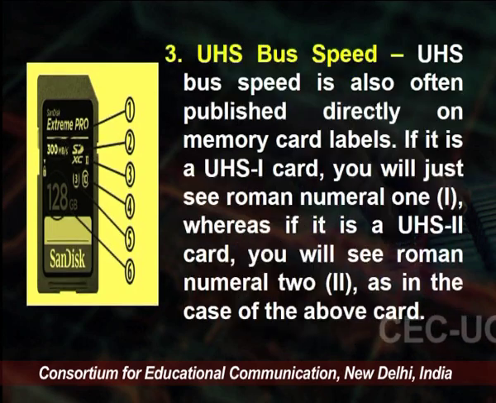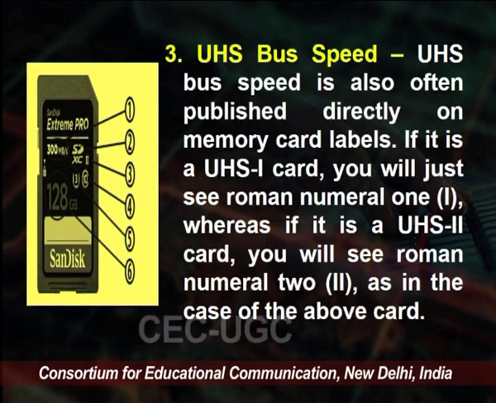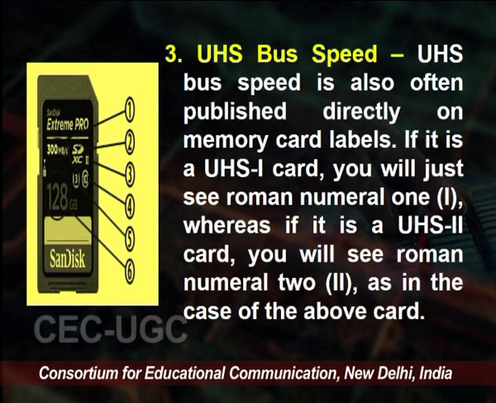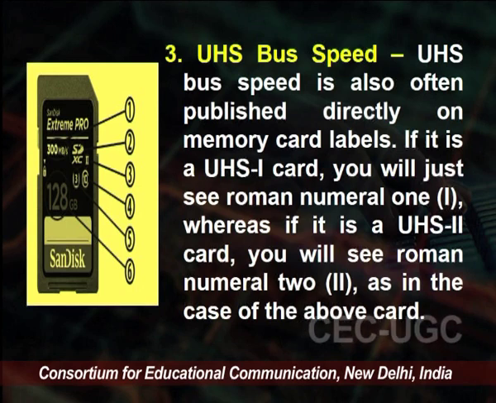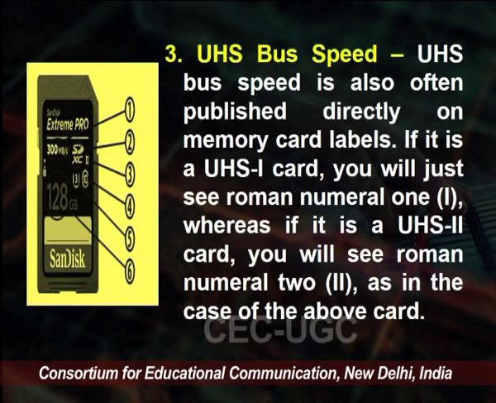Next is the UHS bus speed, that will define the class, and the UHS bus speed is also often published directly on the memory card labels. If it is a UHS card, we can just see the Roman numeral written, like 1. So it is a UHS-II card, and we can see the Roman numeral 2 on that card.